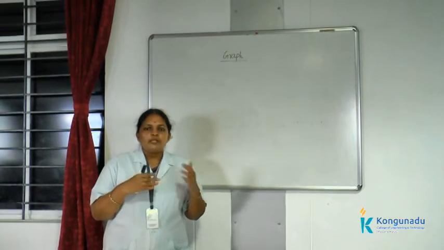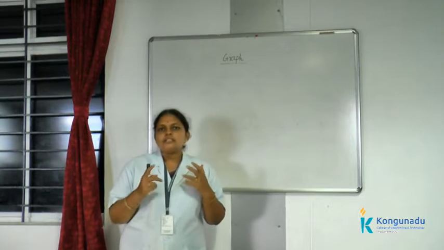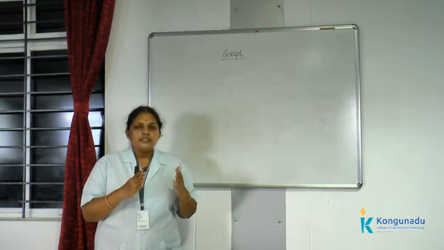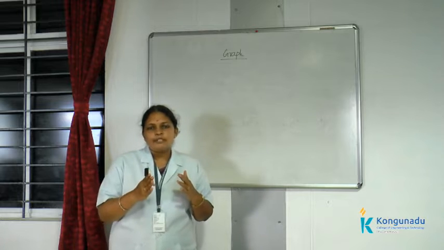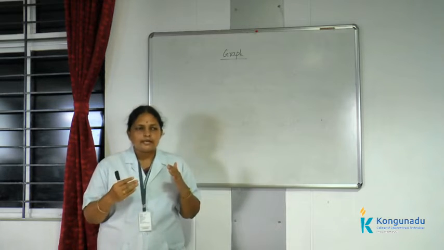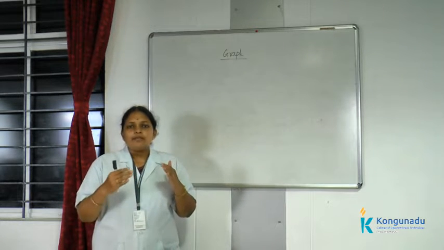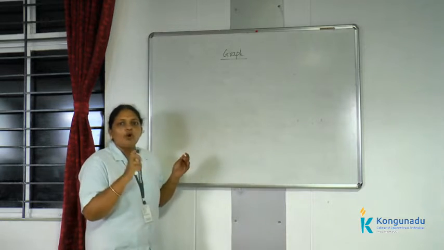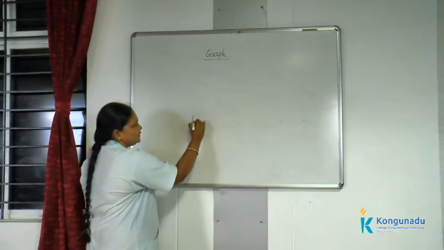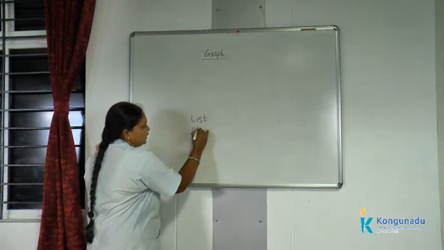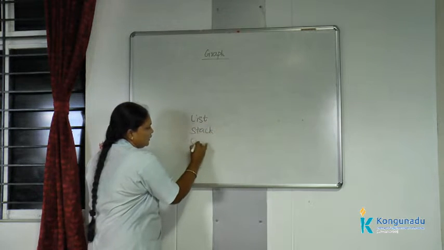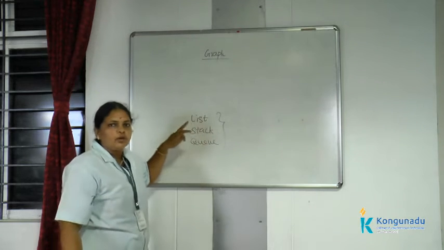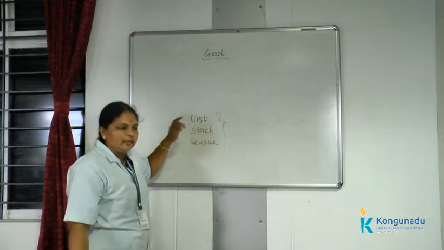We have two different types of data structure. One is linear data structure, another one is non-linear data structure. In linear data structure, the data will be stored in sequential order. For example, if you are storing the data, it will be stored one by one. We have three different formats for linear data structure: one is list, another one is stack, and another one is queue. So we have three different types of data representation in linear data structure.